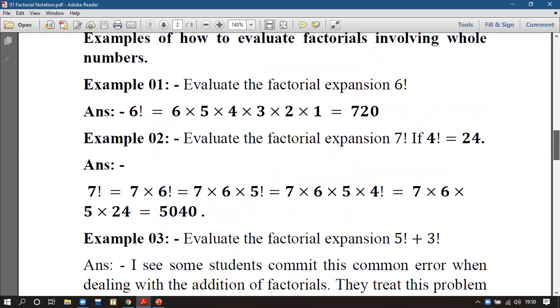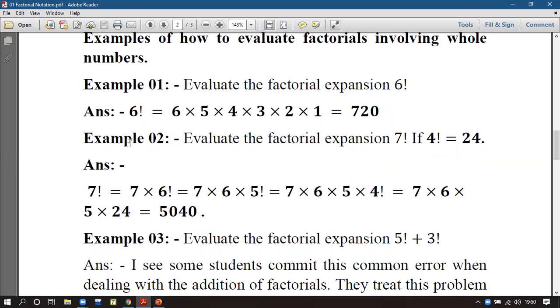The first example is to evaluate the factorial expansion factorial 6. Simply, we can find factorial 6 equals 6 into 5 into 4 into 3 into 2 into 1, which is equal to 720. You can multiply all these numbers and you get the answer 720.